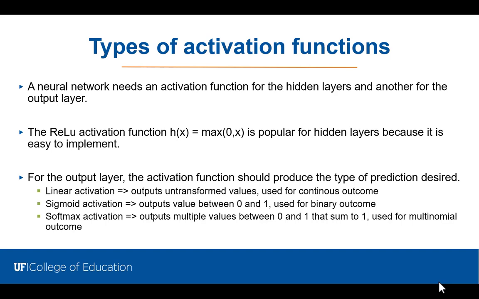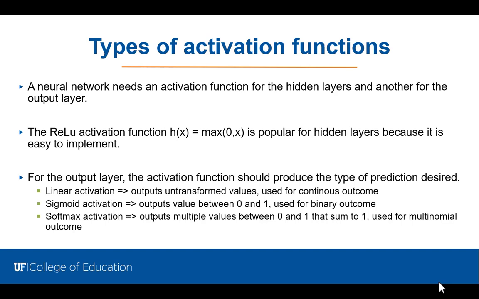Now, for the output layer, the choice of the activation function depends on the prediction desired, because the output layer actually produces a prediction. If the neural network is to predict a continuous outcome, linear activation is used, which means no activation. It just returns the value untransformed and is continuous. If it's a prediction of a binary outcome, the sigmoid activation, which is the logistic function, is used because it returns a value between 0 and 1 that can be interpreted as a probability.